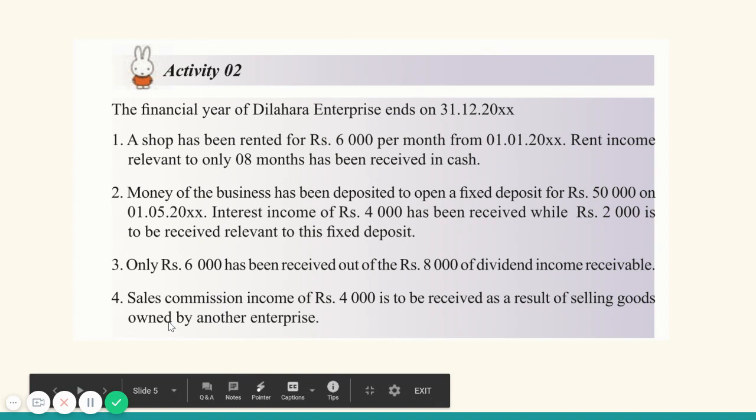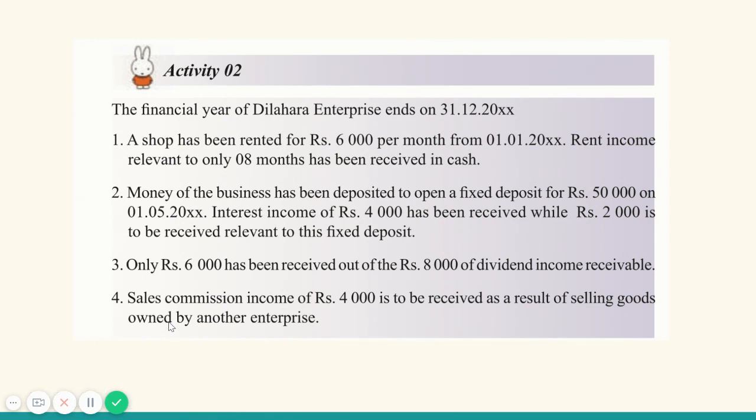Okay, here I have Activity 2 in the Grade 11 textbook again, and I would like to proceed with this activity, and thereby I hope you will get a better understanding of this second adjustment type. It says the financial year of Dilhara Enterprises ends on 31st December 2019. So the financial year of Dilhara goes up to the end of 31st December 2019.